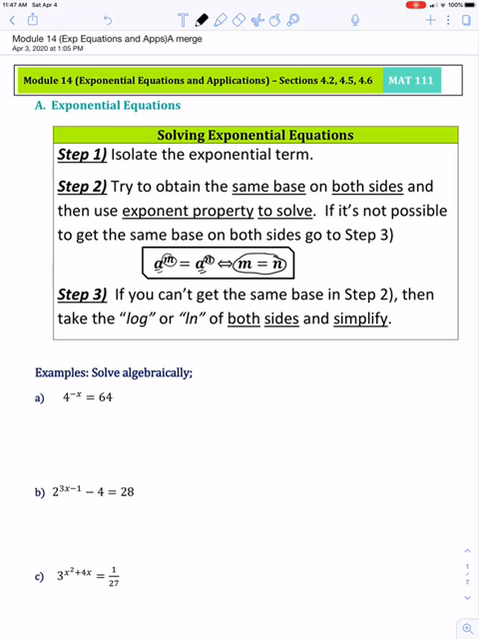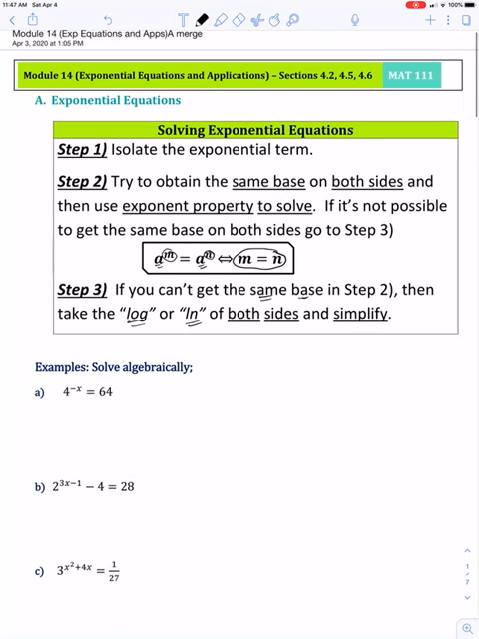If you can't get the same base, we're going to introduce logarithms, and we can introduce common log or natural log just to make it easy to check on our TI. Use log base 10, log base e, and we can solve it with logarithms. So with that said, let's go ahead and look at example A.